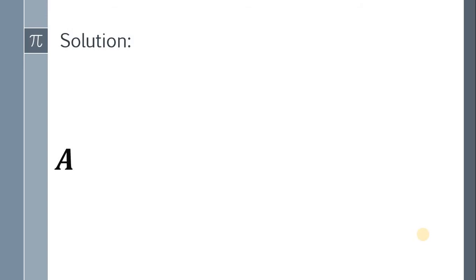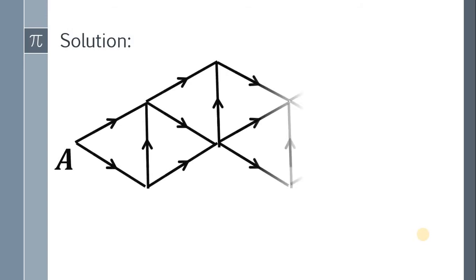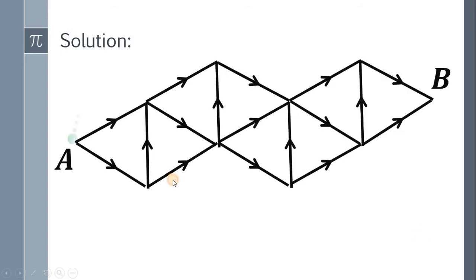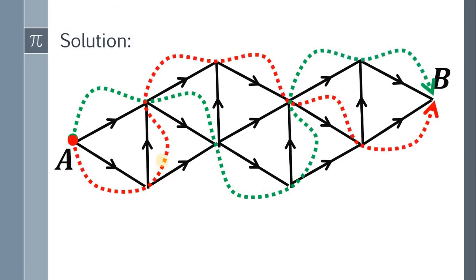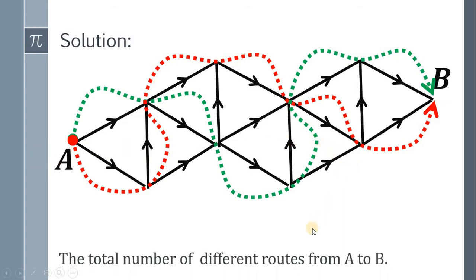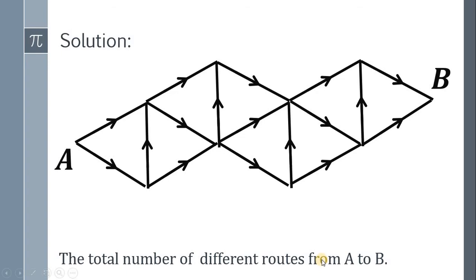Here's the given. From A to B, one route can be like this, and it can be this one. There are many ways to go from A to B, and our goal is to find the total number of different routes from A to B. To do that, we need to name some important points.